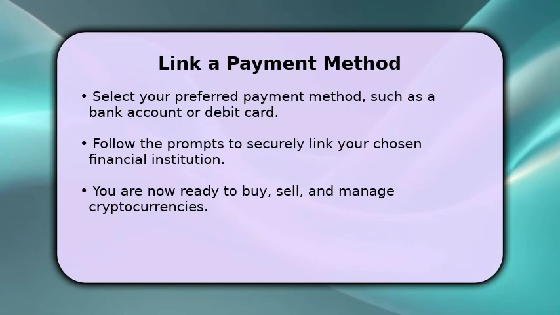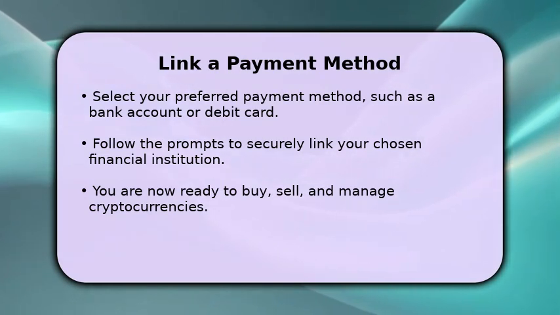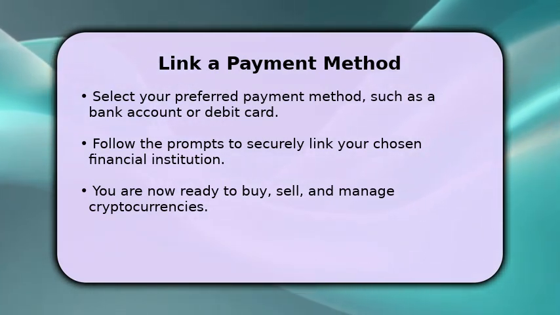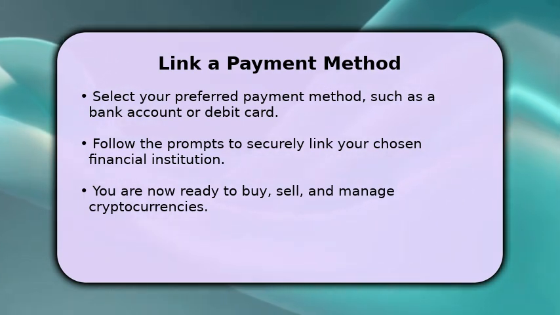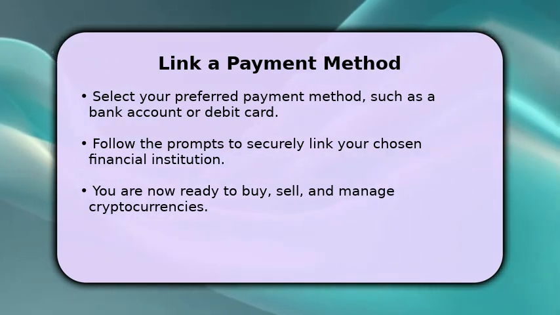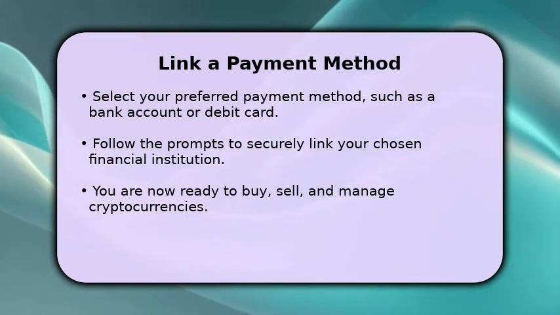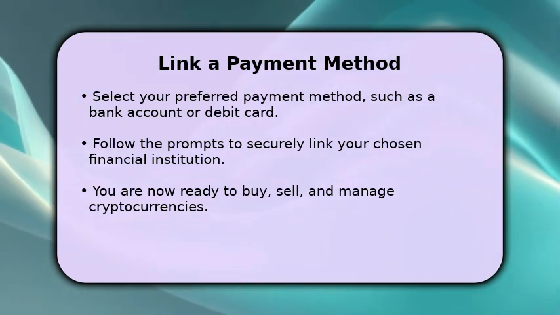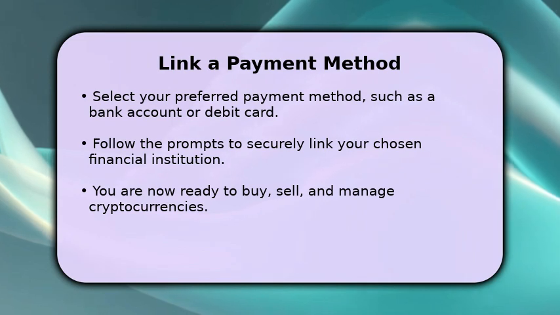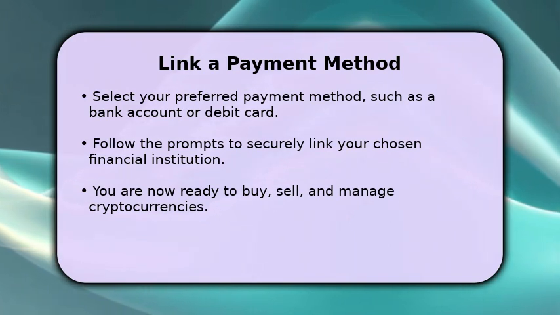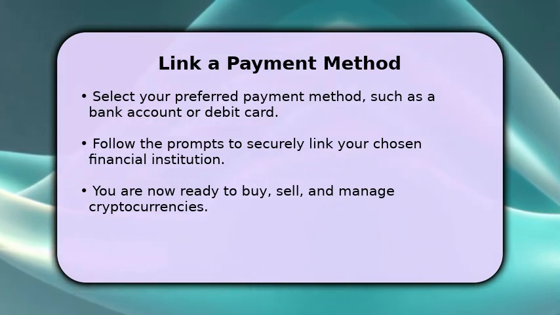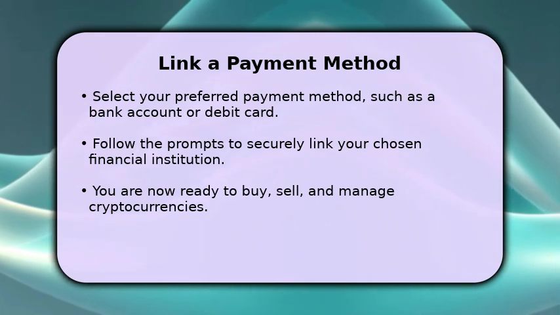The final step is linking a payment method to your Coinbase account. You can choose to link a bank account for larger transactions or a debit card for instant purchases. Follow the secure prompts to connect your chosen financial institution. This process usually takes just a few moments. Once linked, you're all set to explore the world of cryptocurrency, buying and selling digital assets with ease and confidence.